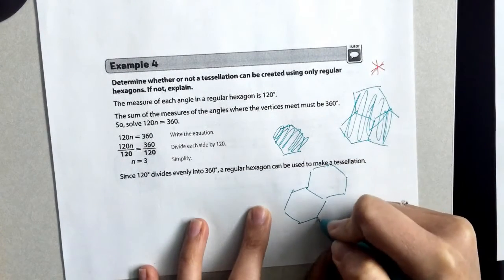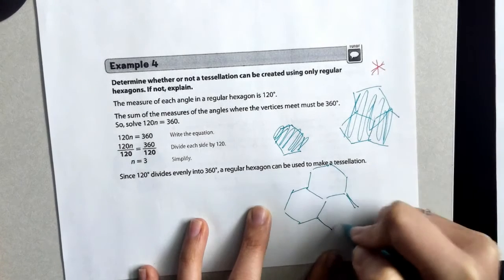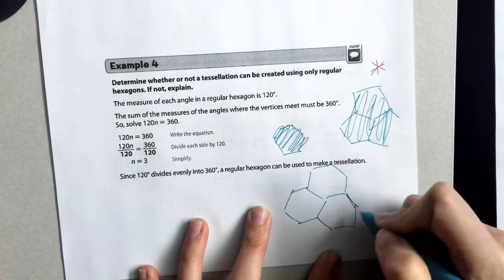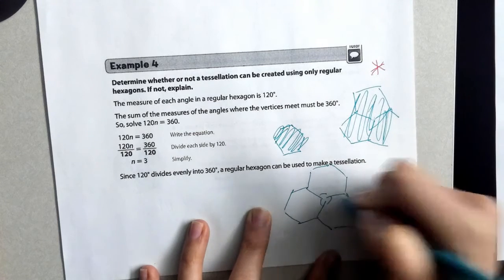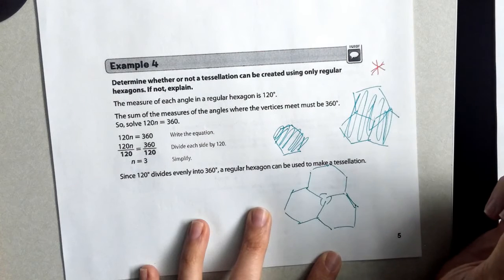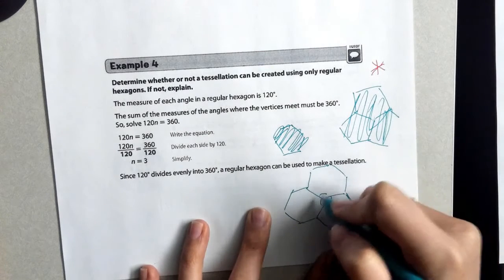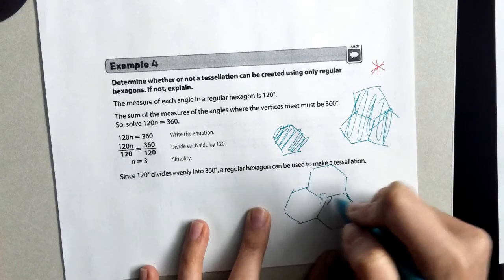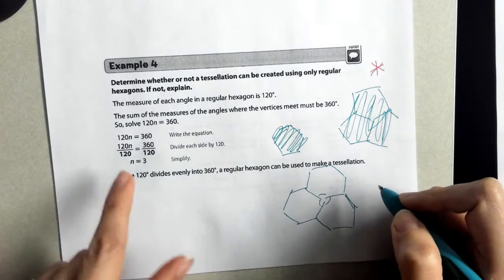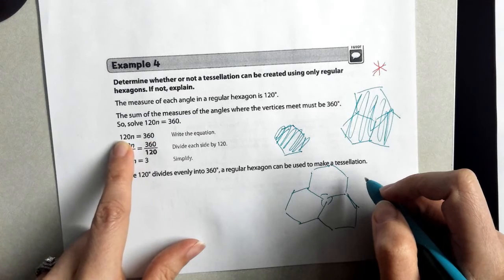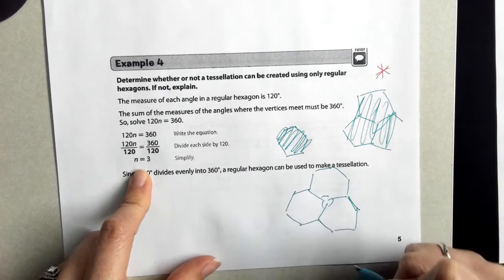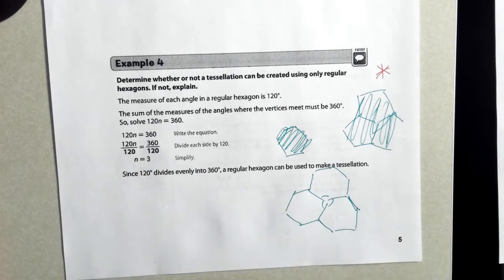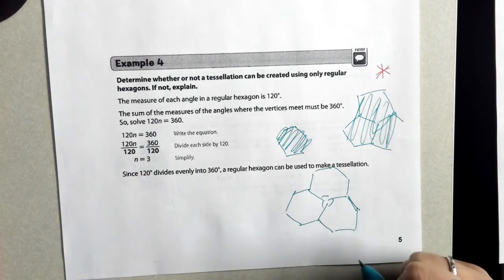Okay, so hopefully you can kind of get the point here that they have to be able to meet all together. So right here where they're meeting has to be able to create a 360 degree measurement. If it doesn't equal 360, that means there's going to be some gaps in here. So by taking 360 and dividing it by 120, I can tell that there are going to be 3 in here that would meet together. And since they meet up exactly with 3, it's going to be able to make a tessellation. Okay?